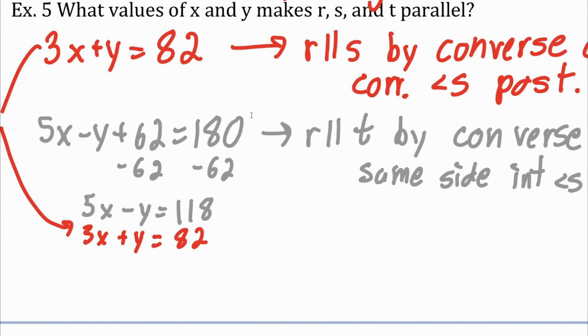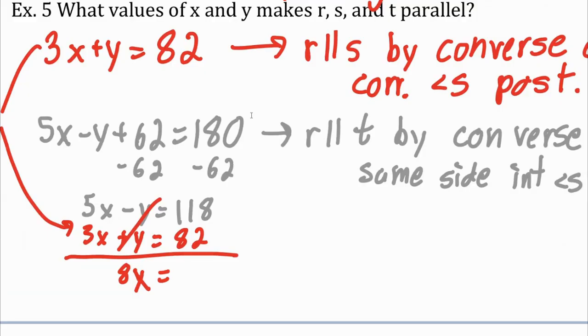So one thing we should maybe see here is that we can add straight down, and when we do that, the 5x plus 3x is going to become 8x. The y's are going to end up canceling, and we're going to get that 8x equals 200. So then we can divide both sides by 8. And we'll get that x is equal to 25.